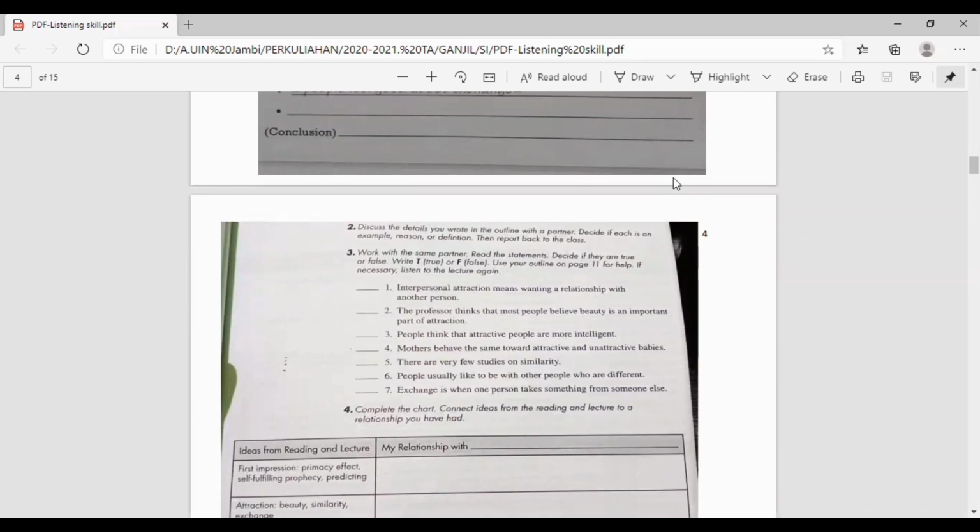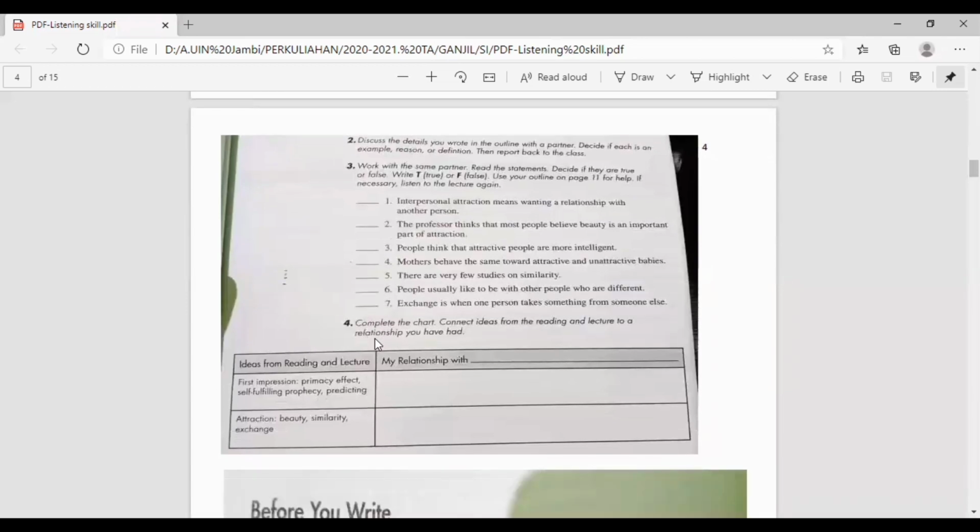When you discuss number 2, read the statement below, decide if they are true or false. Okay, when the information or the sentence are true, please write T. When it is false, please write false. Okay, use your outline, the one that you have already written. Okay, if it's necessary, it's okay if you want to play again the audio, yeah. If you want to listen to the lecture again, no problem. Okay, please write here T or F. Okay, after finishing the exercise number 3, please move to exercise number 4.